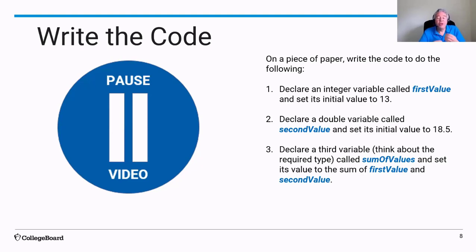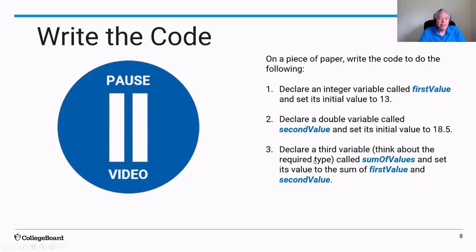Okay, so when you're ready, go ahead and pause, and after you've had a chance to write out the code, don't worry about doing class declarations and things like that. We're just talking about these 3 lines of code. Once you've got that done, go ahead and press play again, and we'll pick up from here and walk through this. Okay, so go ahead and pause.